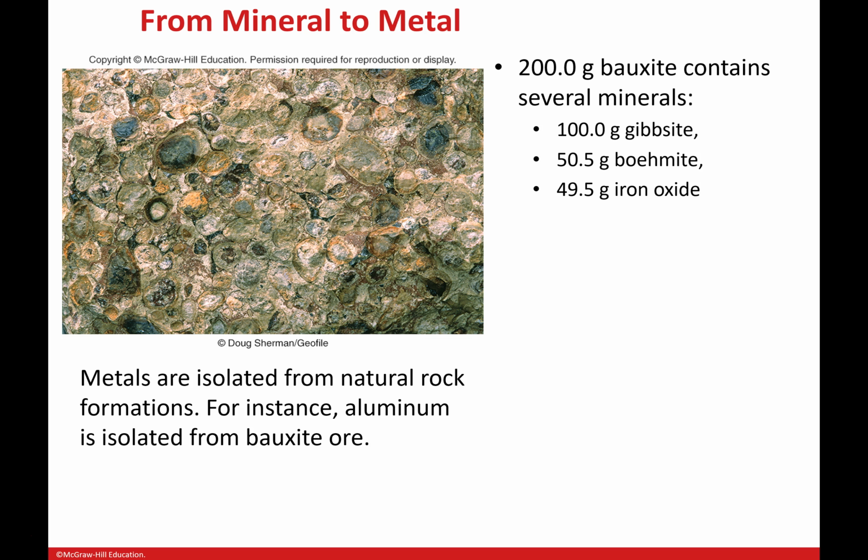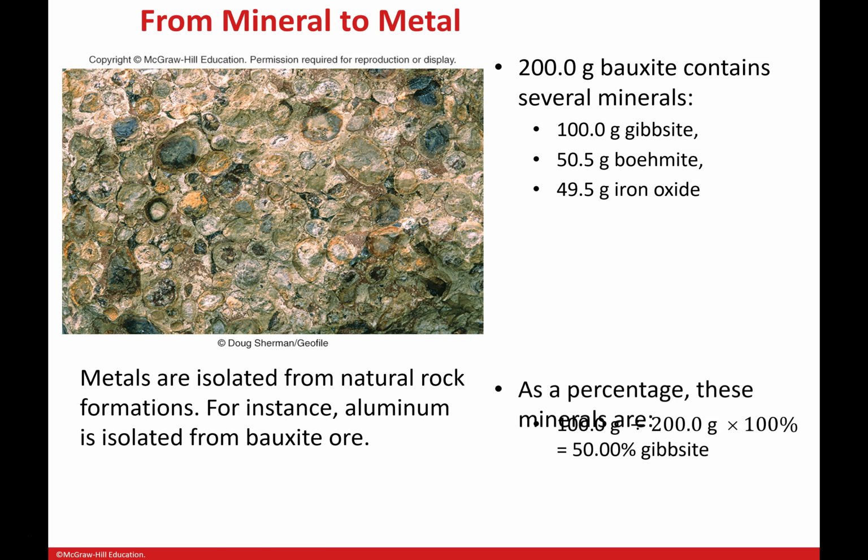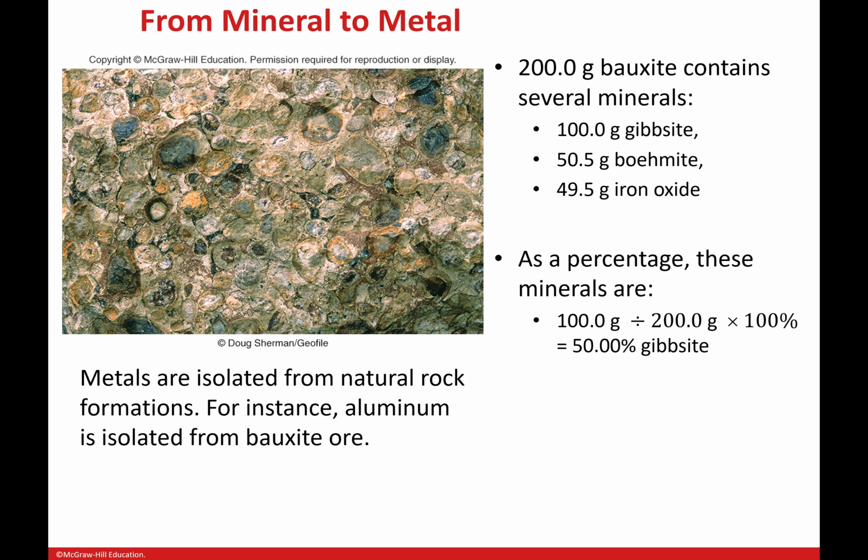Thank you. So we're going to do a little problem where we have 200 grams, that's our mixture. And they broke it down and said we have 100 grams of this mineral, gibbsite, 50.5 grams of boehmite, and 49.5 grams of iron oxide. So coming up with the weight percent would look like this. It goes back to that formula I showed you.